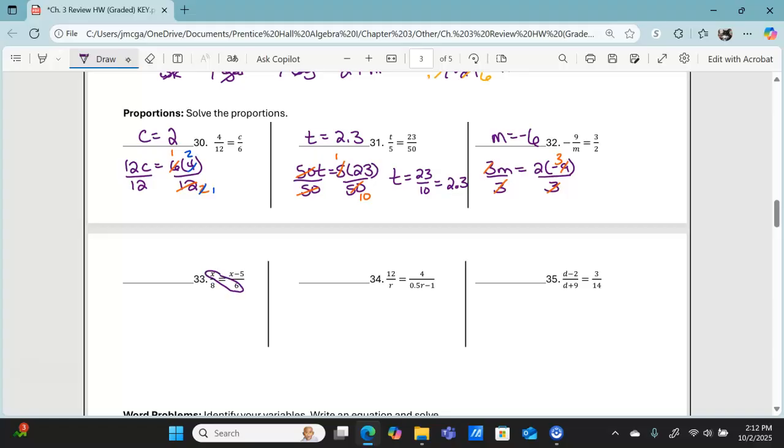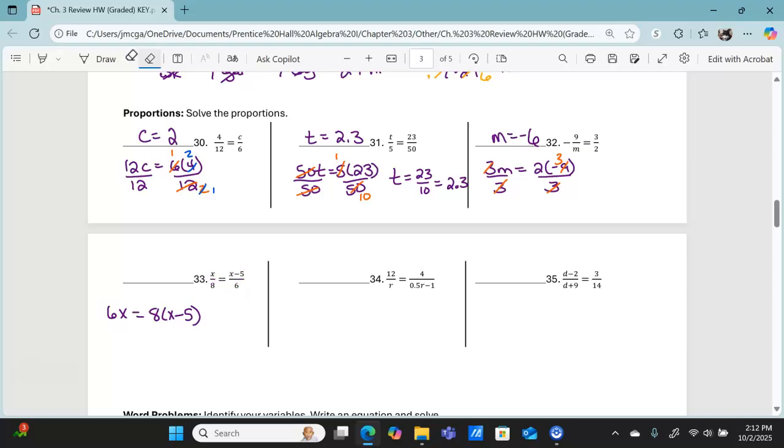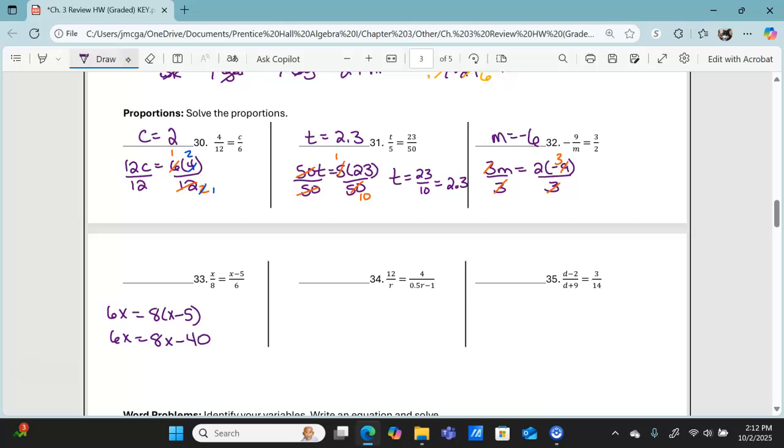On this one, I have 6 times x, which would be 6x. Here I need 8 times that whole thing, so I'm going to need to wrap it in parentheses because it's 8 times the whole numerator. So 6x equals, on the other side, using your distributive property, 8 times x and 8 times negative 5. Subtract 8x. I get negative 2x equals negative 40. That 40 is negative. Divide by negative 2. X equals 20.